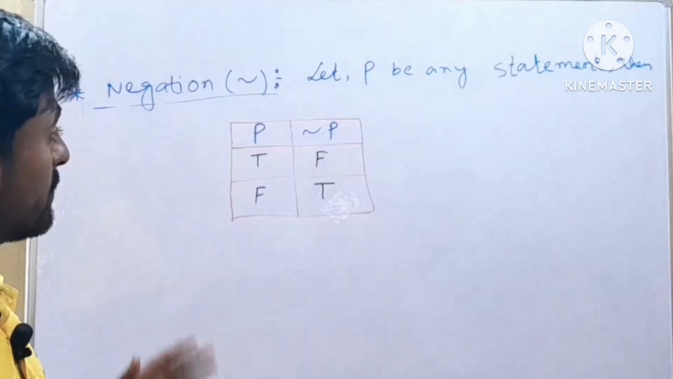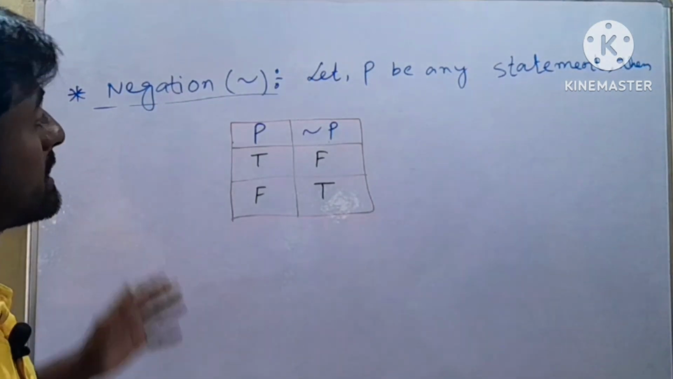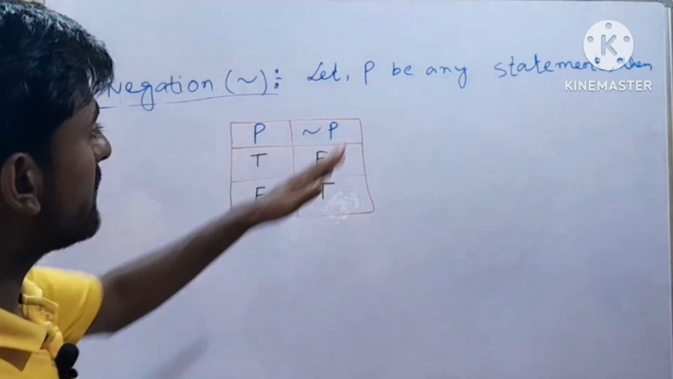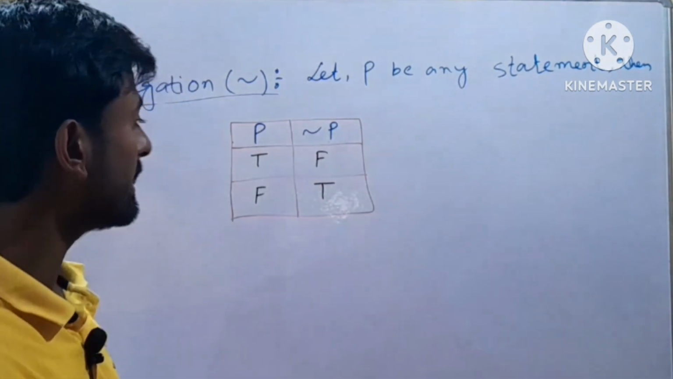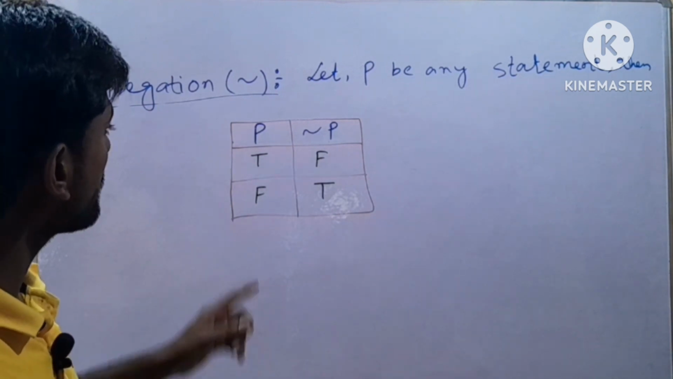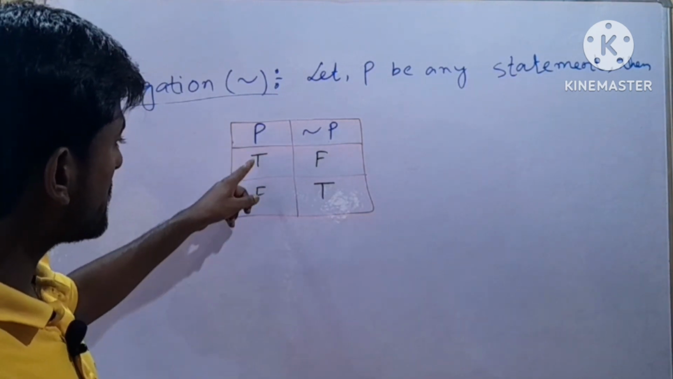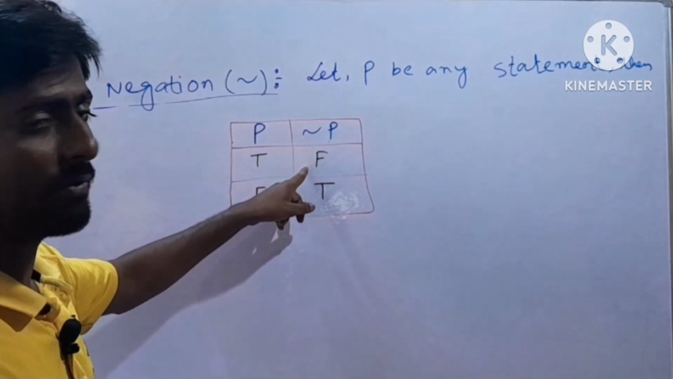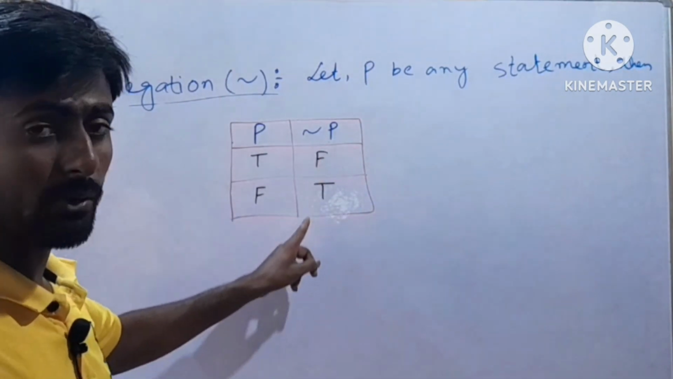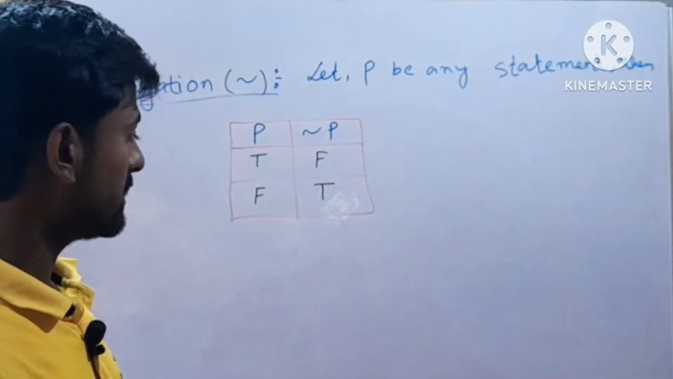Next here, we are going to discuss the table for negation. Let P be any statement, then the table for negation is given here. The statement P is true, then negation of P will be false. When P is false, negation of P will be true. That is opposite.